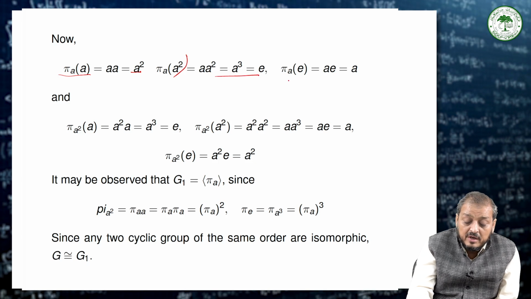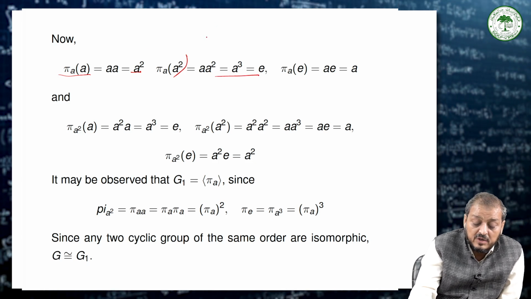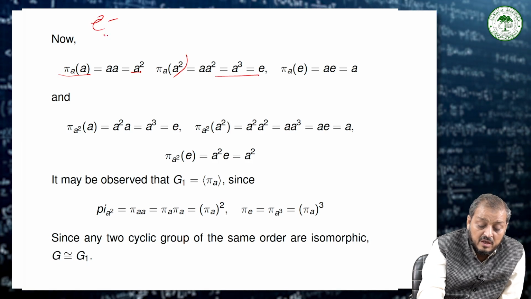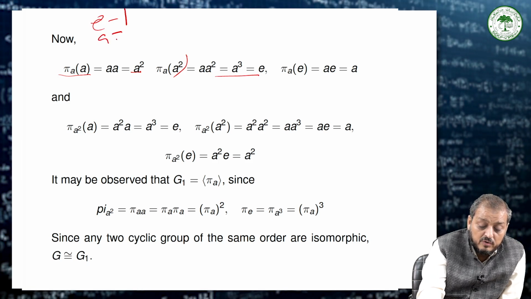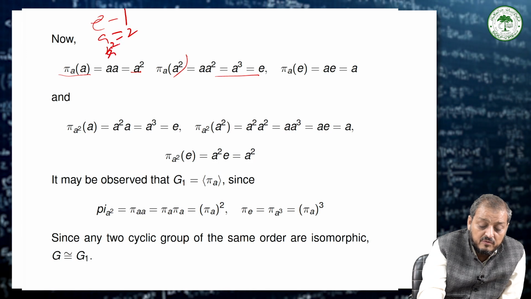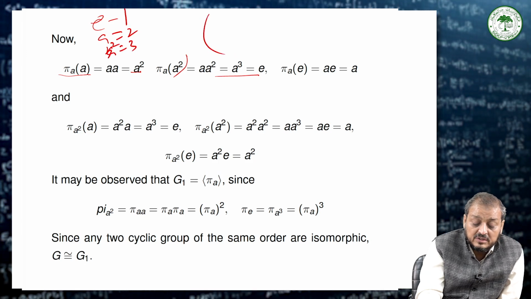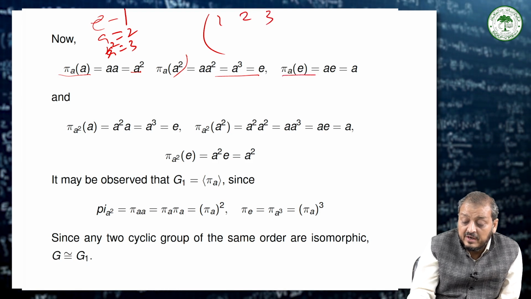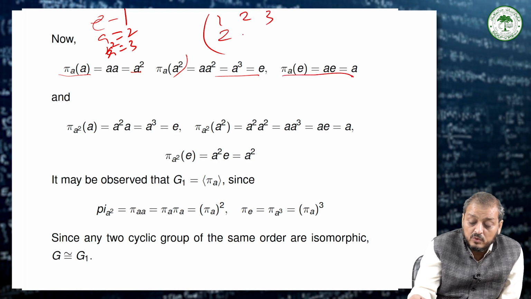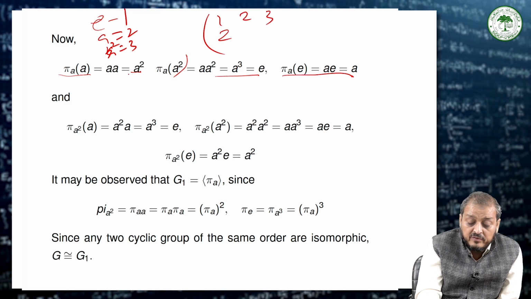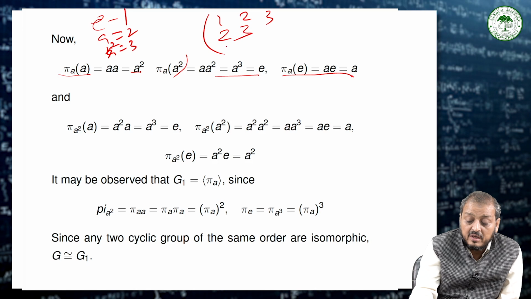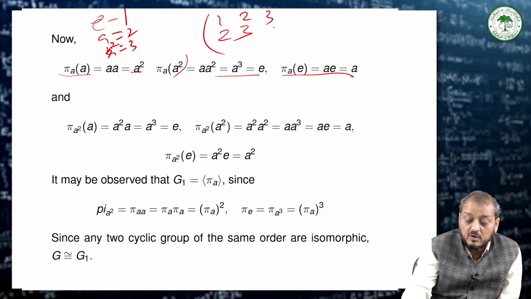Now pi of e. In this case, we are changing this: e maps to 1, a maps to 2, and a square we assume maps to 3. Then you can see 1, 2, 3. The identity is equal to 1, so this is equal to 2. If a is equal to a square, this is equal to 3, and then by a square this is equal to 1.